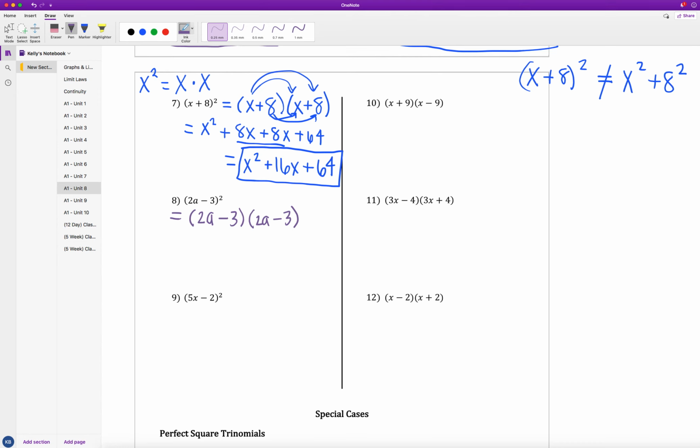Okay, when we go to simplify this, I get 2a times 2a, so I'll end up with a 4a to the second power. Then we get a 2a times a negative 3, which will give us a negative 6a. Our inner terms will be negative 3 times 2a, which will give us another negative 6a. And then our last terms will be a negative 3 times a negative 3, so I end up with a positive 9 then. I can combine some like terms, so my final answer will be 4a squared minus 12a plus 9 then.